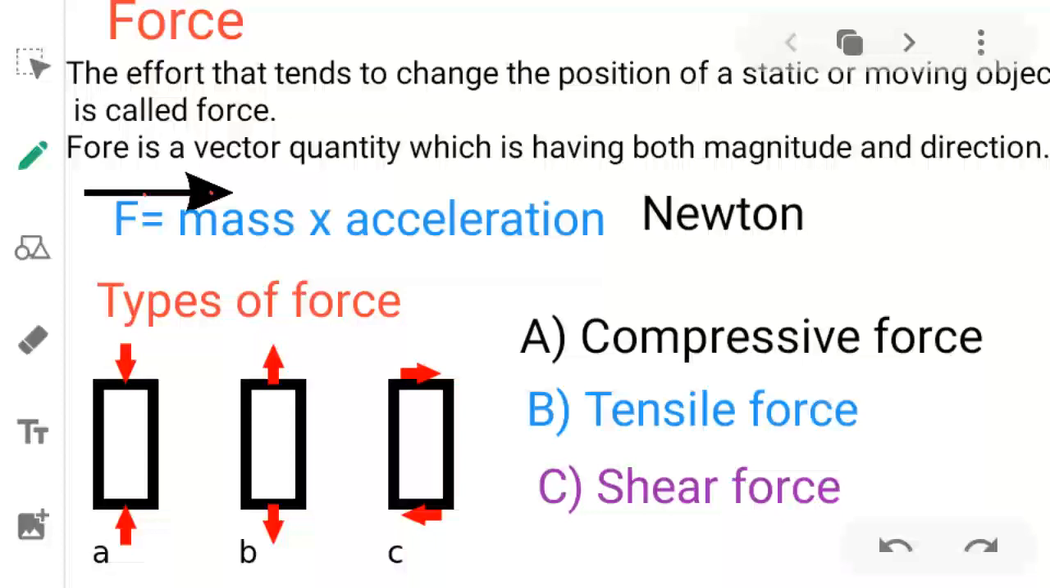Students, in this video I am taking the new chapter, force. What is force? Whenever we have to do some work, we need force. That means the result of force is the displacement of an object or stopping an object which is moving in position. So according to the definition, the effort that tends to change the position of a static, meaning constant, or moving object is called force.